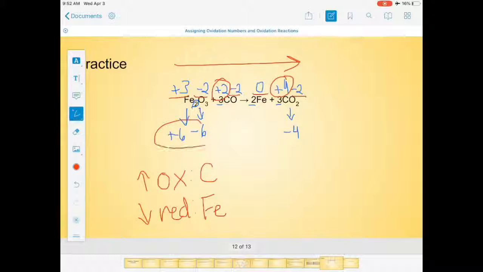That's why we don't put these big numbers on the top. We leave them down here, because otherwise they'll get us confused and we won't be able to tell what is oxidized and what is reduced.